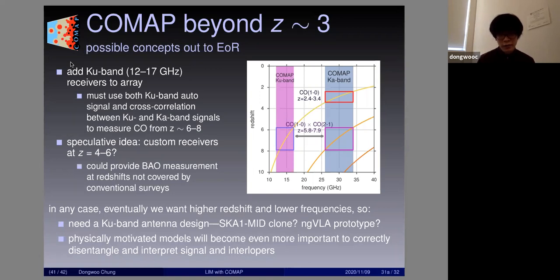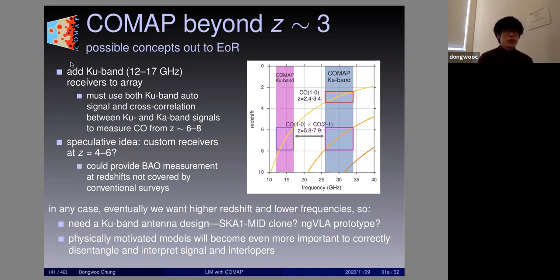I speculated before, you might think about going after [CII] at redshift 4 to 6. That will also require custom receivers. So whatever your science goals would be with a future COMAP experiment or an IM stage 3, you're going to need to build new hardware. That's going to require new antenna designs as well, obviously.